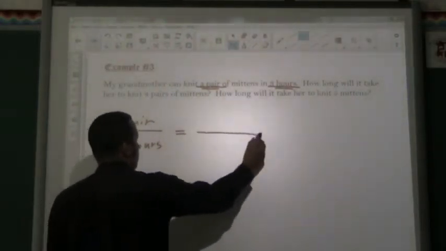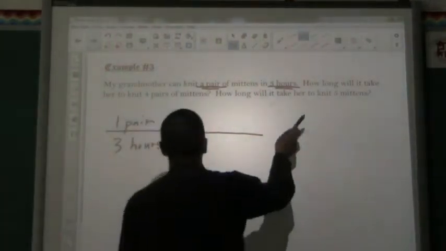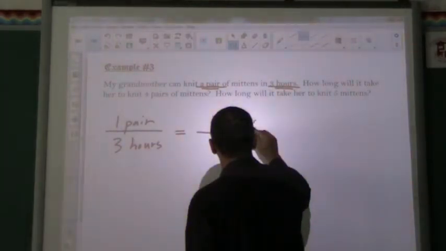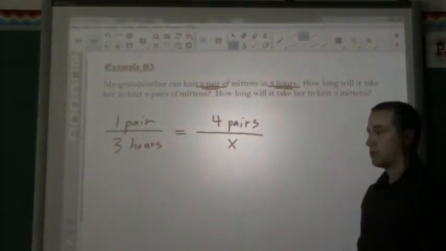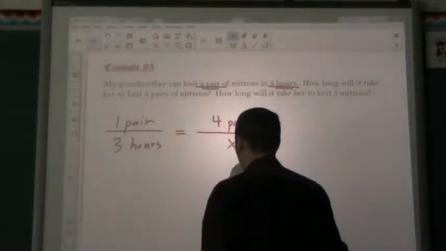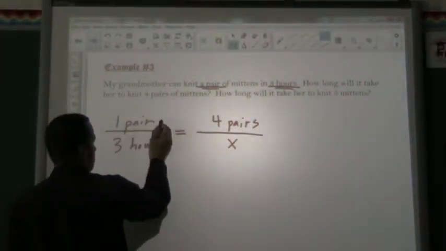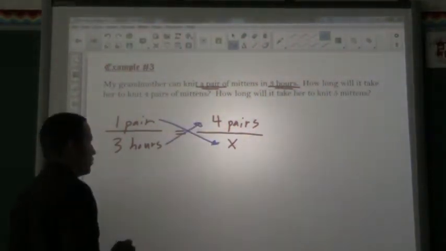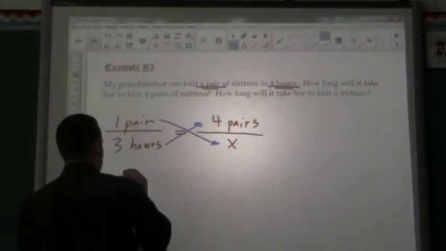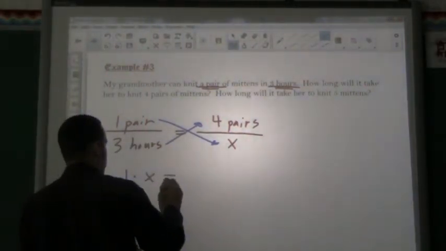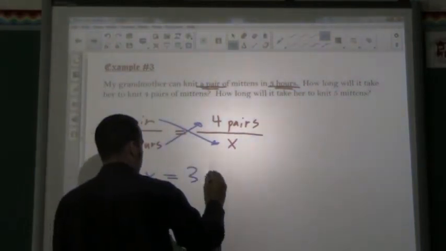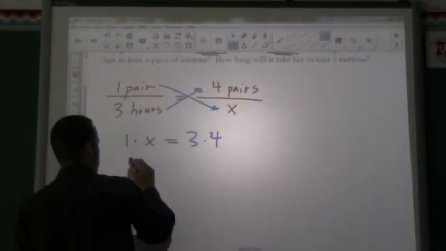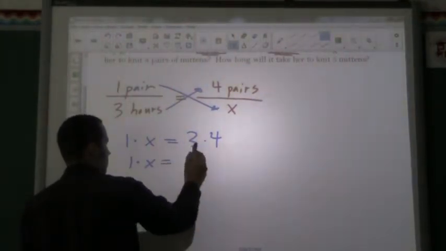Now I want to know, how long will it take her to knit 4 pairs? So I know she's going to knit 4 pairs. And the amount of time is the unknown. So again, I do my cross multiplication. Numerator times denominator over here. Denominator times this numerator. So I have 1 times x. So 1 times x is equal to 3 times 4. So 1 times x is equal to 12.